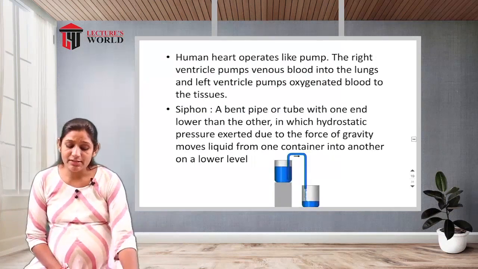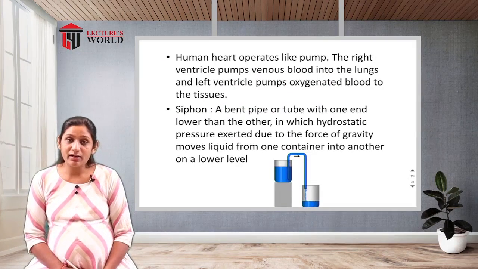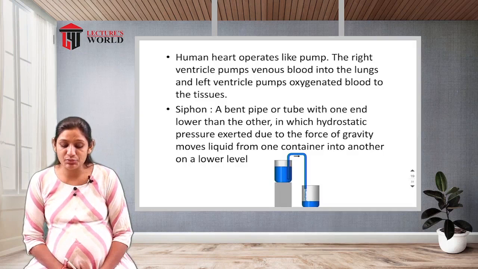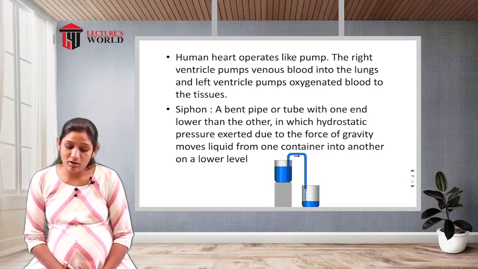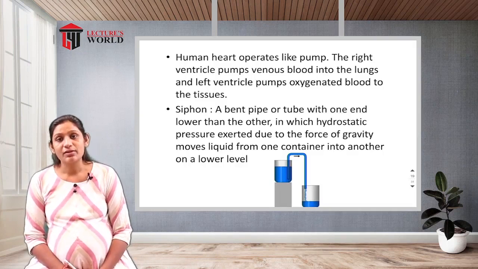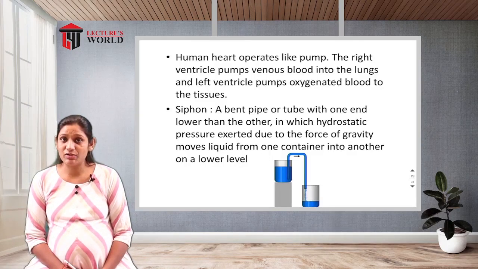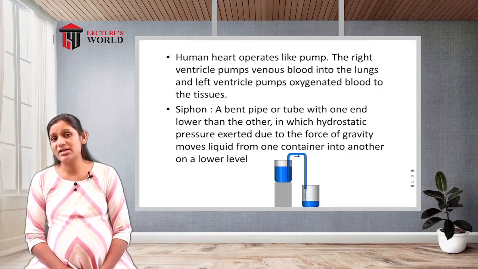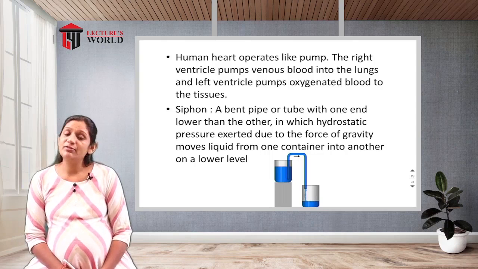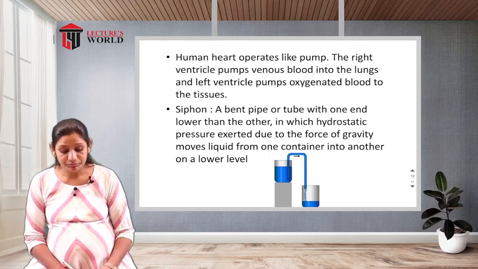The human heart operates like a pump. The right ventricle pumps venous blood into the lungs, and the left ventricle pumps oxygenated blood to the tissues. This is the normal passageway of the blood, separated into oxygenated and deoxygenated blood by the venous and arterial sides.